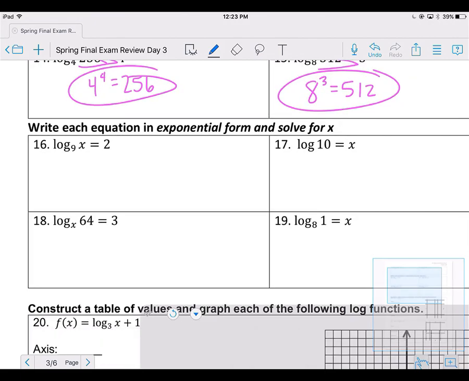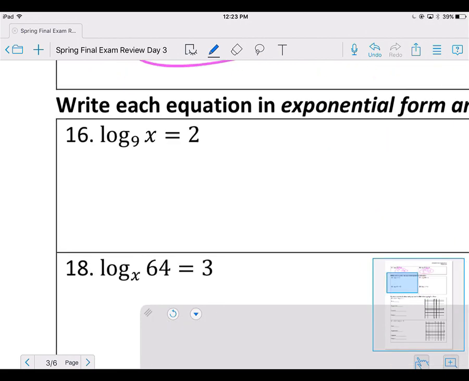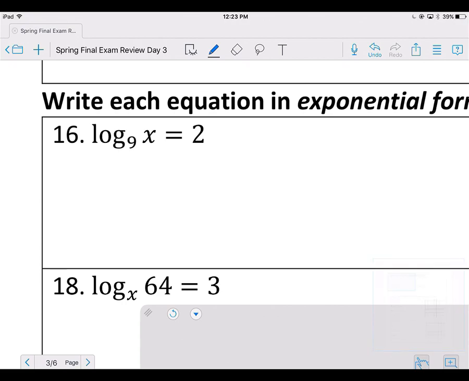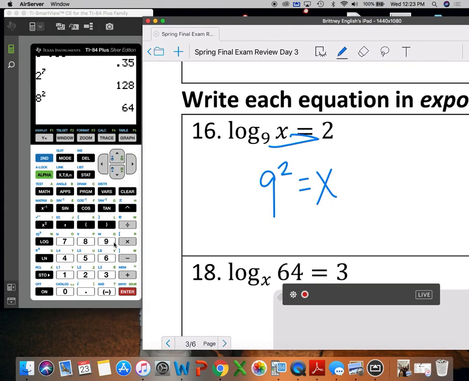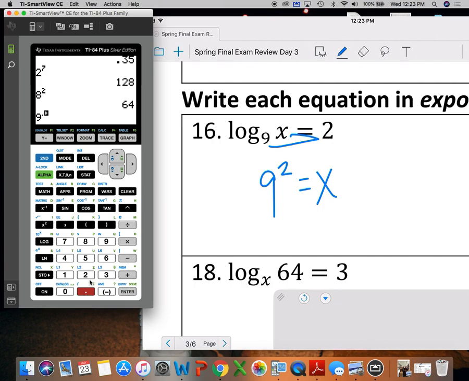For 16 through 19, they ask us to plug into exponential form and solve for x. For 17 and 19, we're not going to do the instructions. I'll show you what we're going to do in a minute. 9 squared equals x is how we would write 16, so we've written it in exponential form. And then to solve, I'm just going to plug in 9 squared. So x equals 81.